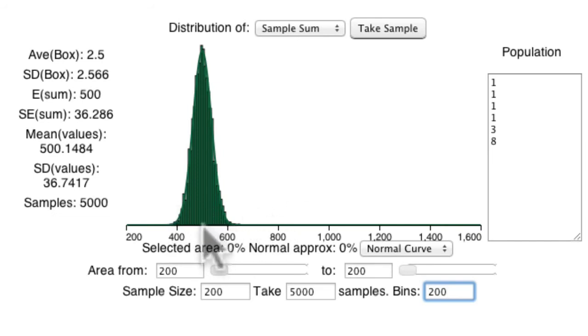The probabilities are centered at the expected sum. The average of the box is 2.5. I am drawing 200 times, so the expected sum is 500. The SD of the box is 2.5 and a bit by just straight calculation. There is no magic there. Times the square root of 200, and that is 36 and a bit. And so the smooth curve is the normal curve, and the histogram is the actual realization of 5,000 repetitions of the experiment. Pull from this 200 times and add up the numbers.